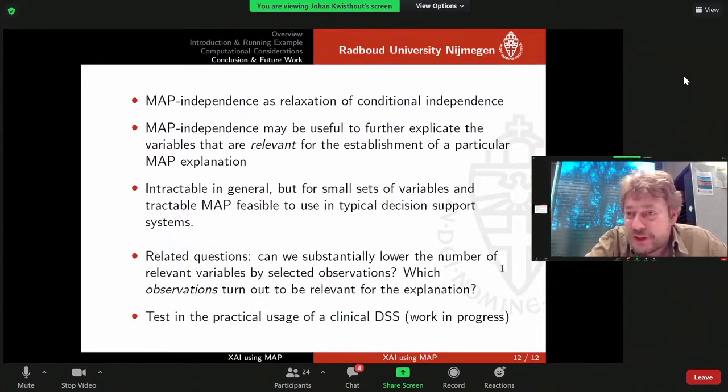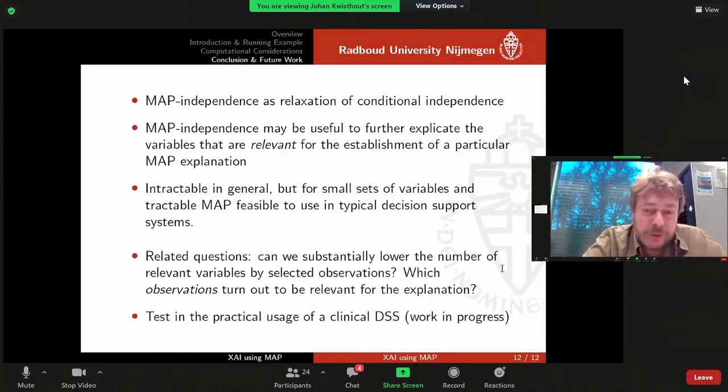The problem is intractable in general, as almost every problem in Bayesian networks is, but if we constrain the set of variables for which you want to consider MAP independence, and if the MAP query itself is tractable given these fixed parameter tractable constraints, then it can be feasible to use in a typical clinical decision support system.